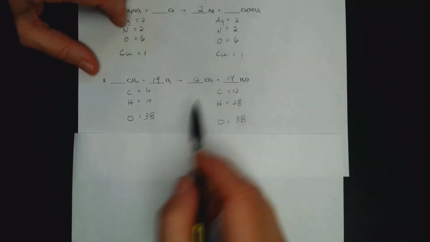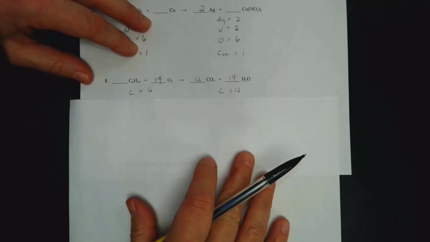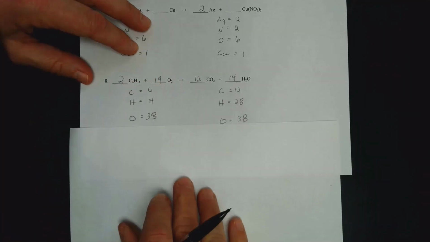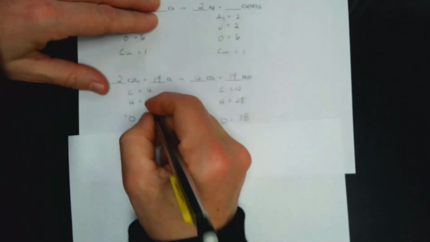So now what we can do is go back to this side of the equation because if we look, my carbons and my hydrogens are no longer balanced. But all I have to do is put a 2 out in front of here and update. So now I have a 12 here. I have 28 here. And now my formula is balanced.